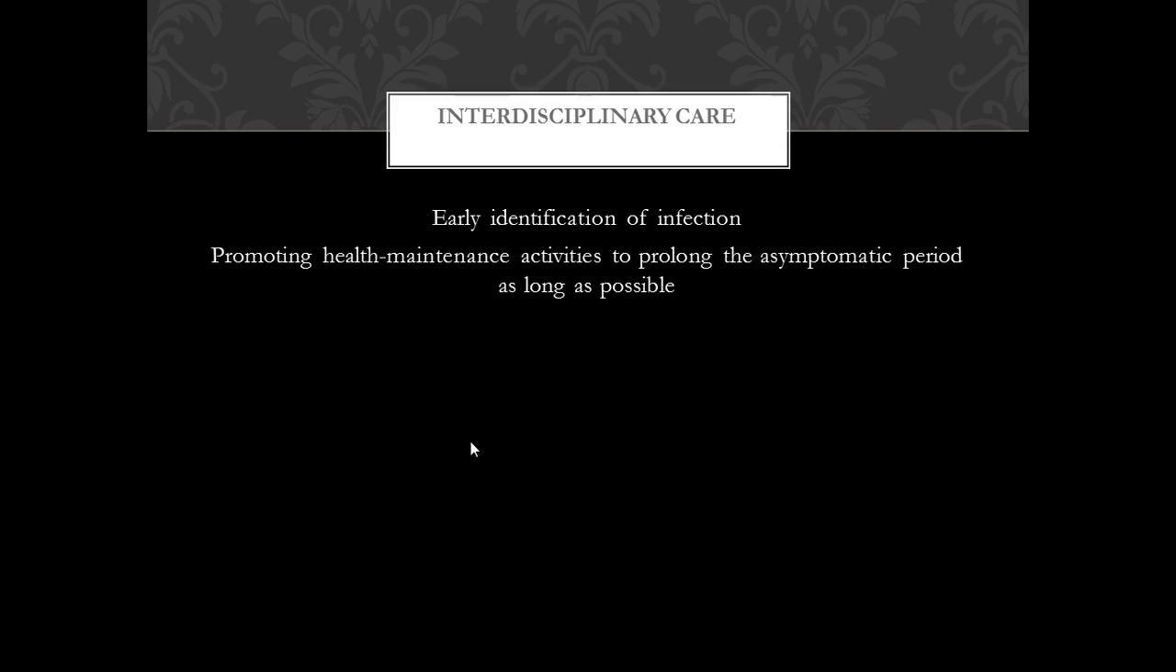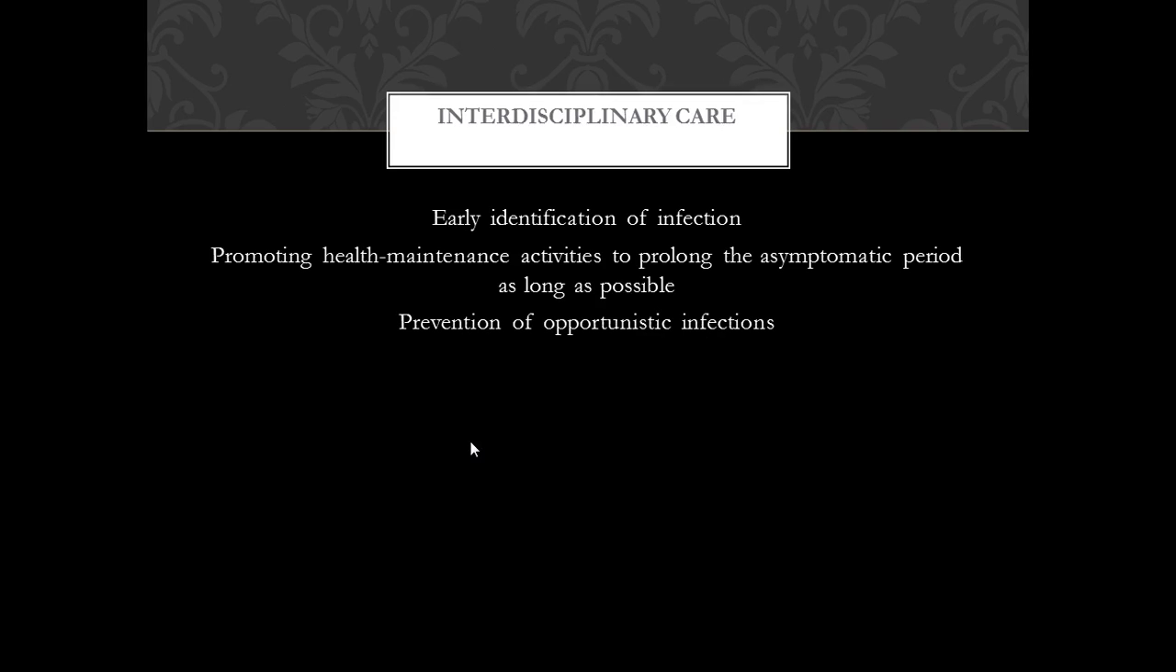They promote health maintenance activities to prolong the asymptomatic period as long as possible. We do know that when a patient is healthy and has HIV, their asymptomatic period can be many years because they have a good immune system. So all the things that we're going to talk about with our immune lecture, as far as a healthy diet, exercise, rest, decreased stress, feelings of love and belonging, and we go back to our psychosocial health as well. All of those health maintenance activities help prolong the asymptomatic period.